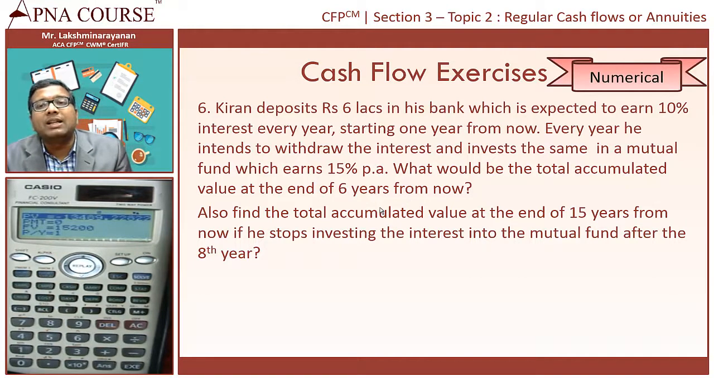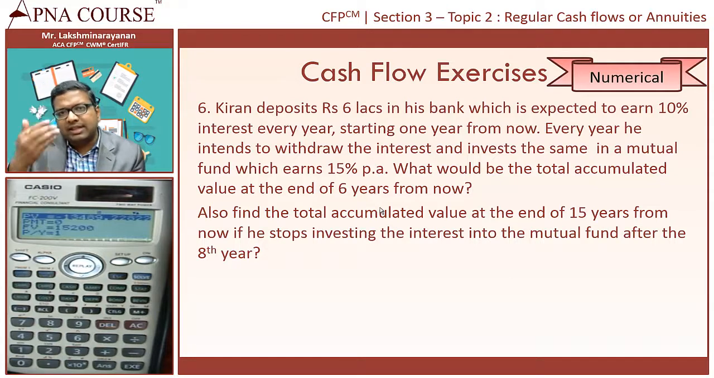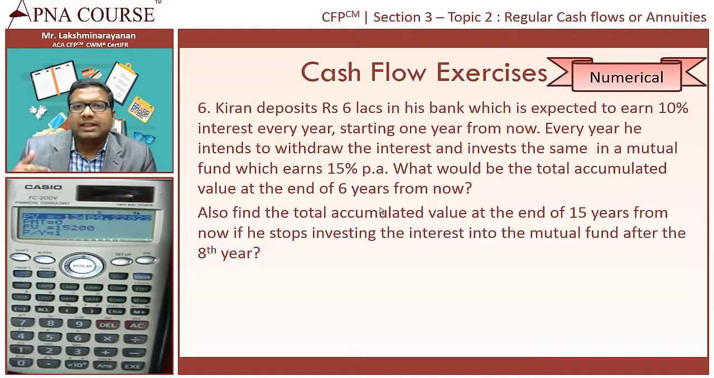Kiran deposits 6 lakhs in a bank which is expected to earn 10% interest he gets every year. Whatever interest he gets, he invests in a mutual fund which gives him 15%. So now the question is, what would be the total accumulated value at the end of 6 years from now? At the end of 6 years, how many interest payments would he have got? He would have got 6 interest payments. The 6th interest payment he would have just received. The balance 5 interest payments he would have put in mutual funds. So first, let us calculate it this way.